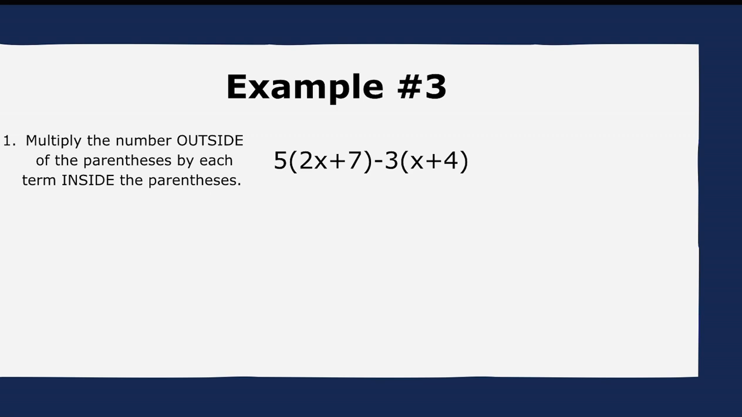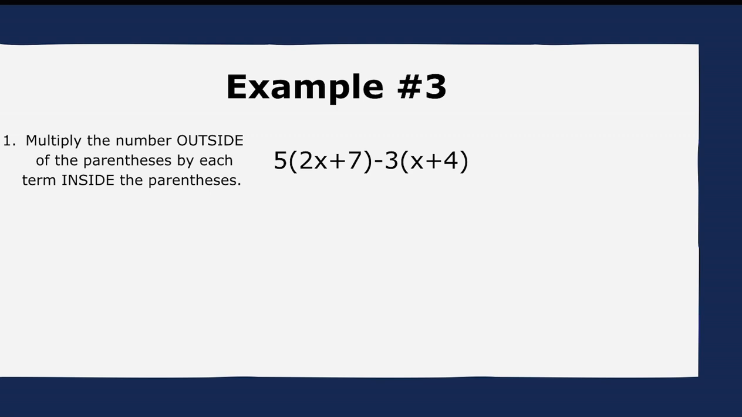Starting on the right side, I have 5, and the 5 is the coefficient, and then 2x and 7, those are my terms. On the left side, I have -3, that is my coefficient, and then the x plus 4, those are my terms. So let's solve on the right side first.